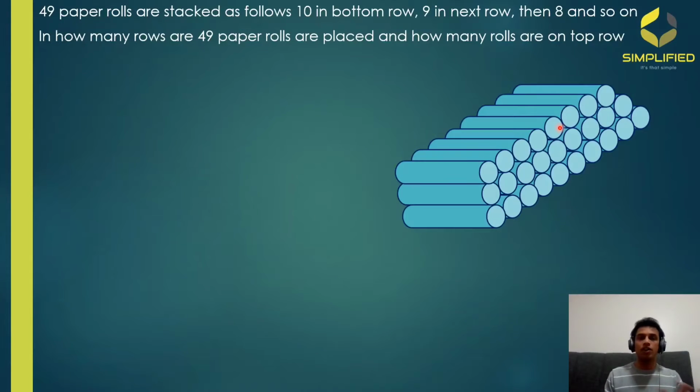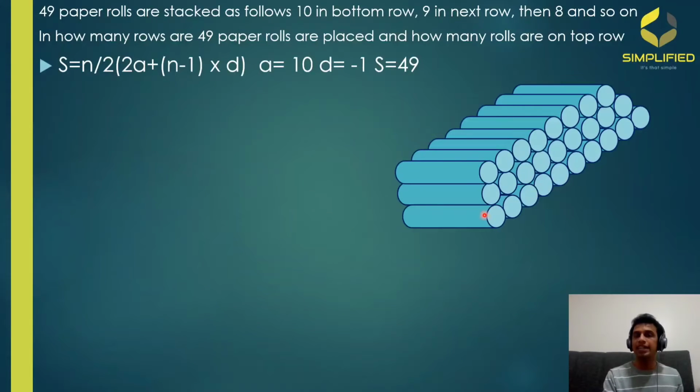Okay, so we already got some information because this is how the stacking is done, which means that we know a is equal to 10 because that's how the sequence is starting. So the bottom row is having 10. Now the total sum is 49, which means that there are 49 paper rolls in total. So S is equal to 49. Now you might notice that d is given as -1 because the common difference is decreasing. Comparing the sequence, the first one is 10, then it has decreased to 9, which means that this decreasing factor has to be taken into consideration, and that's the reason we have the common difference as -1.